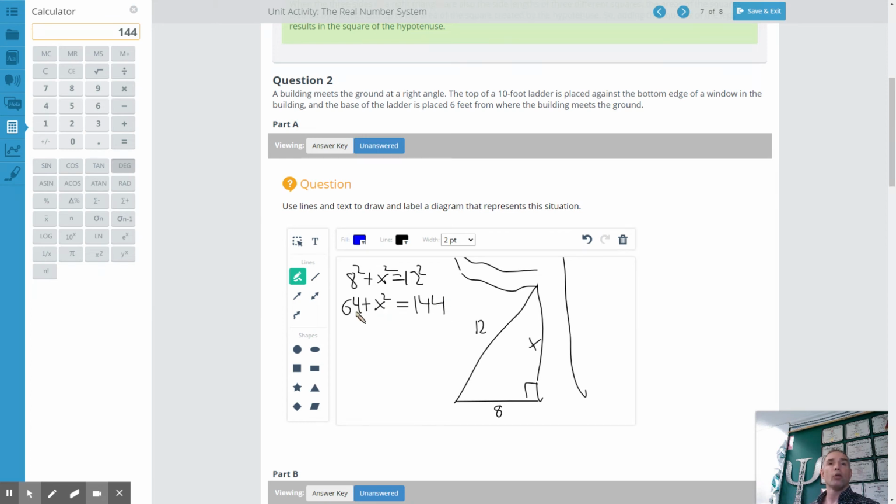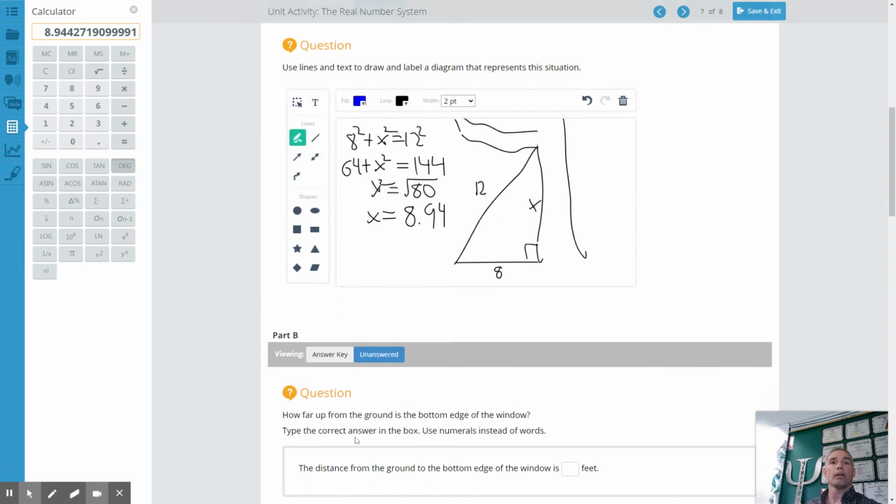Now, 64 plus what is 144? Find the difference here: 144 minus 64 is equal to 80. So x squared is equal to 80, but we want x, right? We don't want x squared. So we're going to have to take the root of 80 to get x. So x is equal to the root of 80, which is an irrational number. That's 8.94 before it continues on. That's how you're going to answer this question, with a similar process.